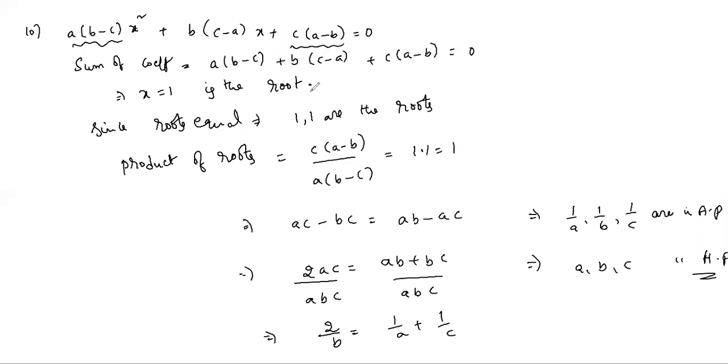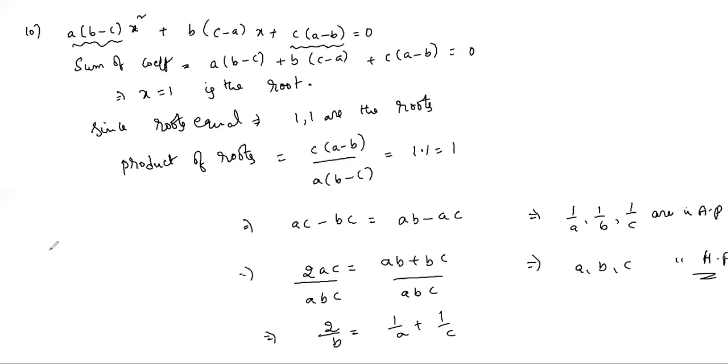See, in the problem they have given that the roots are equal. So how did you get both roots as 1? What have they given about the roots? Oh, okay, I didn't see that. Roots are equal, they have given already. So one more root also is 1. Taking the product of the roots, 1 into 1, that also is 1. So we are getting 2 by b equals 1 by a plus 1 by c.